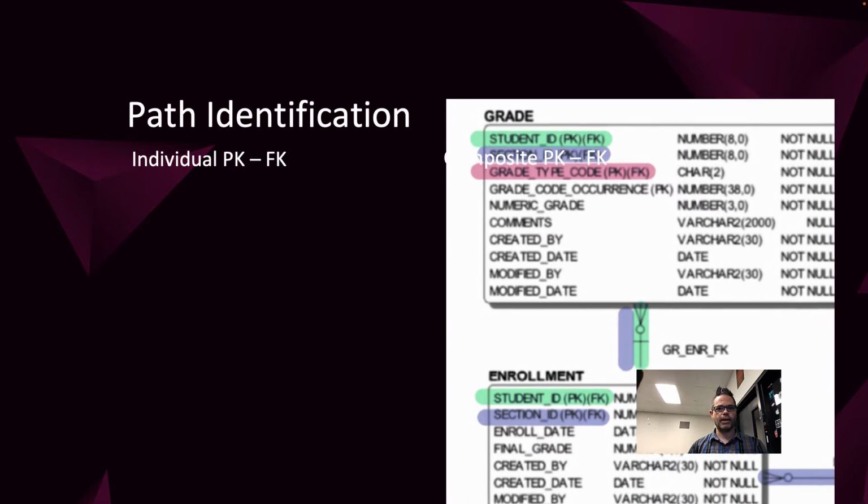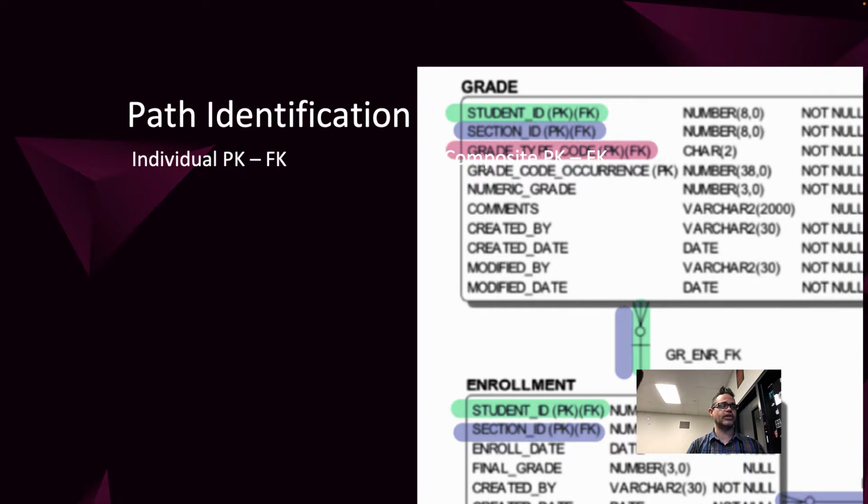We have a more complex relationship right here between the grade and the enrollment tables. Now you can see right here in enrollment, I have two primary keys, the student ID and the section ID. And I look up at my grade table up above, and I have three primary keys. I have grade type code, section ID, and student ID. So two of those are in common. So whenever I want to join between the enrollment and grade tables, I need to make sure that both of those are matched up. Otherwise, I'm not going to get the correct amount of results. I'll probably get too many, which I don't want to see.